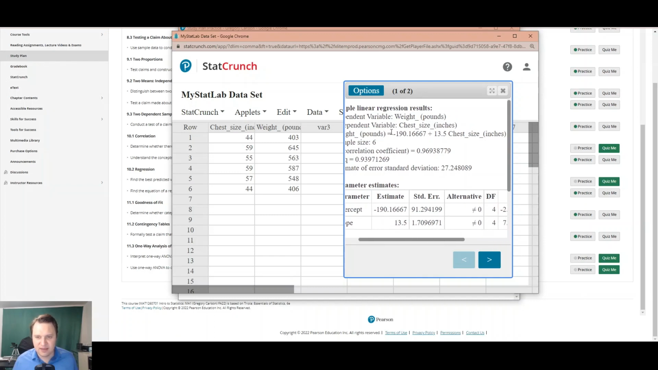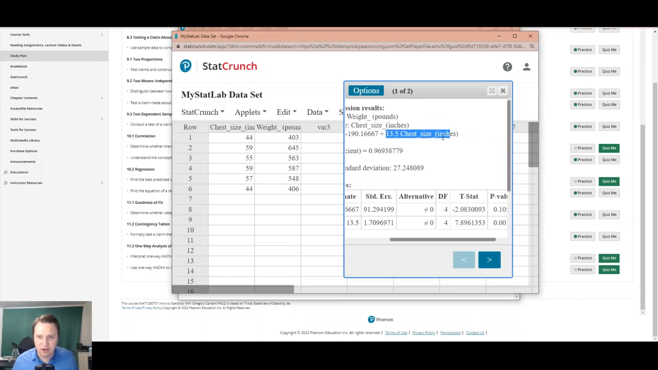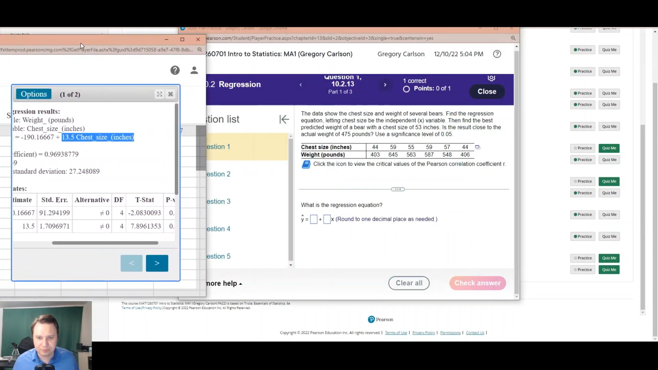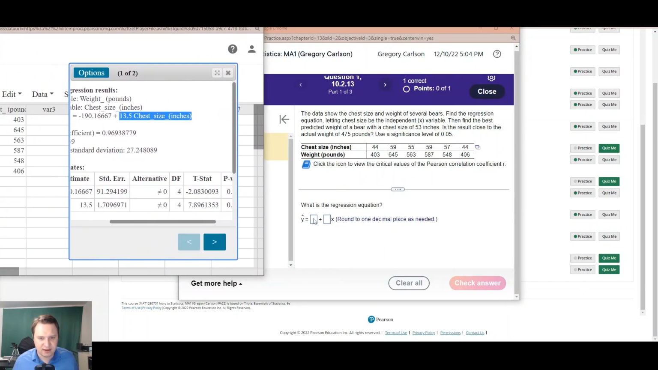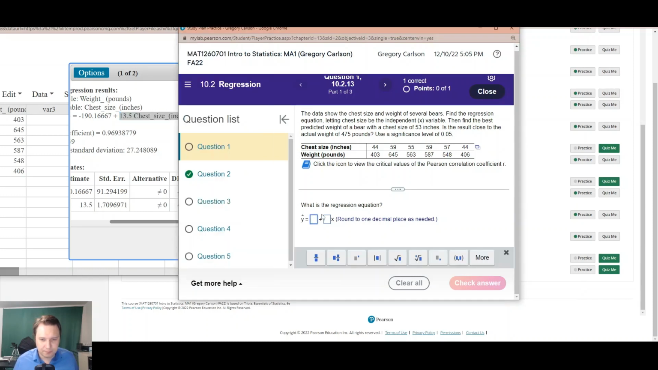The intercept is negative 190.1667, so everybody starts in the negative, and then for every inch your chest size gets bigger, it seems that your weight goes up by 13.5. So that's how you interpret that. So let's put in that equation real fast. The intercept was negative, it says round to one decimal place, so negative 190.2. And the X value was 13.5.